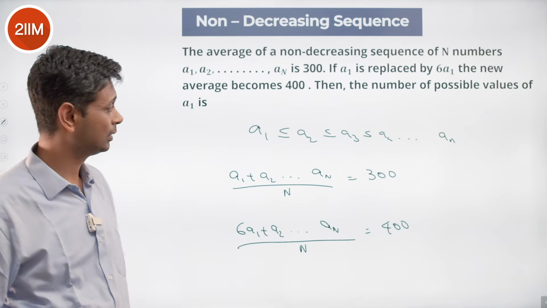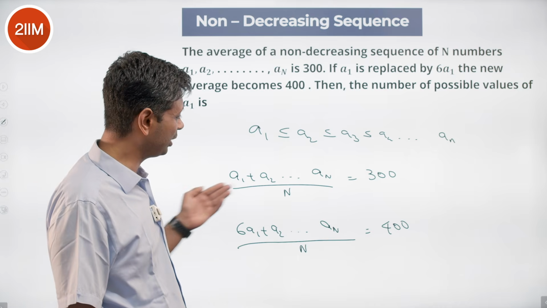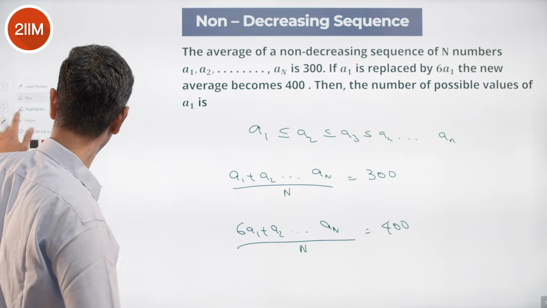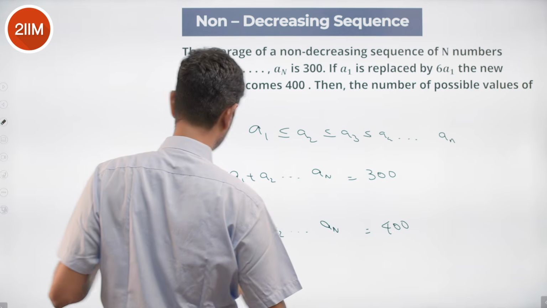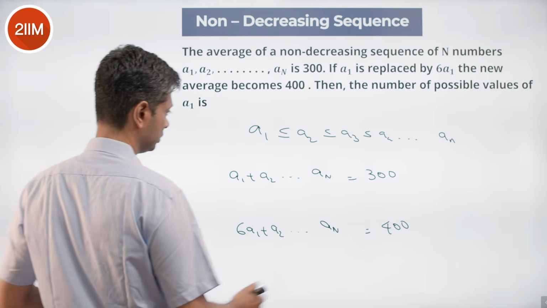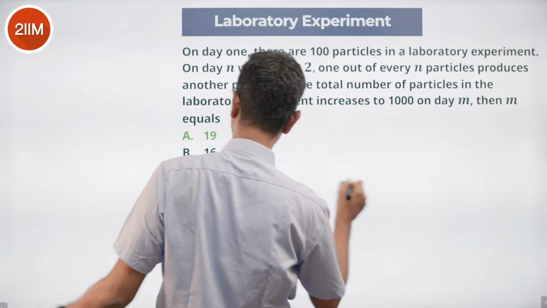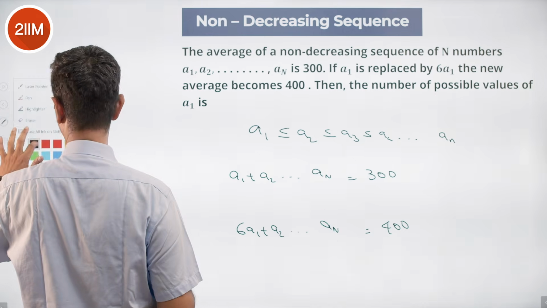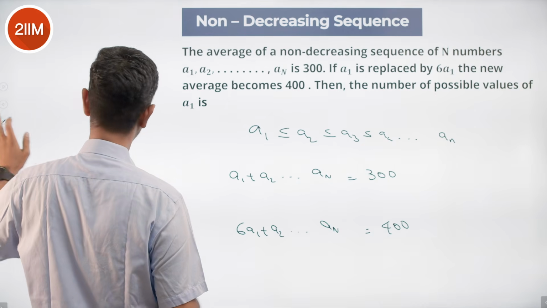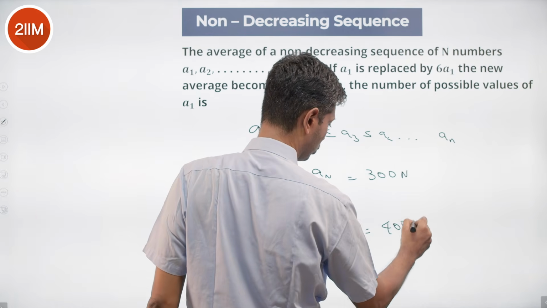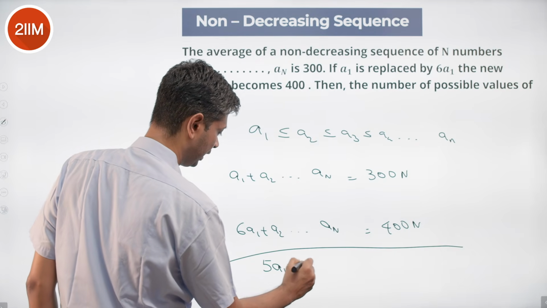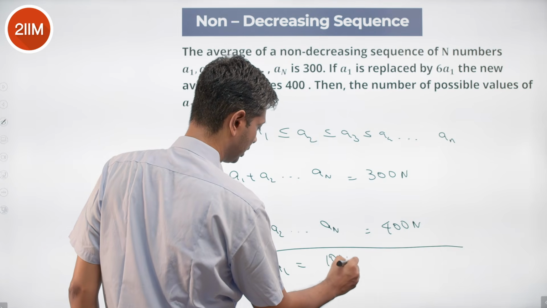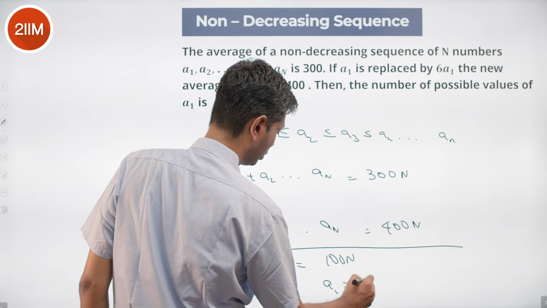Nice, excellent. Or A1 plus A2 till An is 300n. We'll rewrite it like this. Say, this is 300 times n. Say, this is 400n. Or if we subtract one from the other, we have 5A1 equals 100n, or A1 is 20 times n.